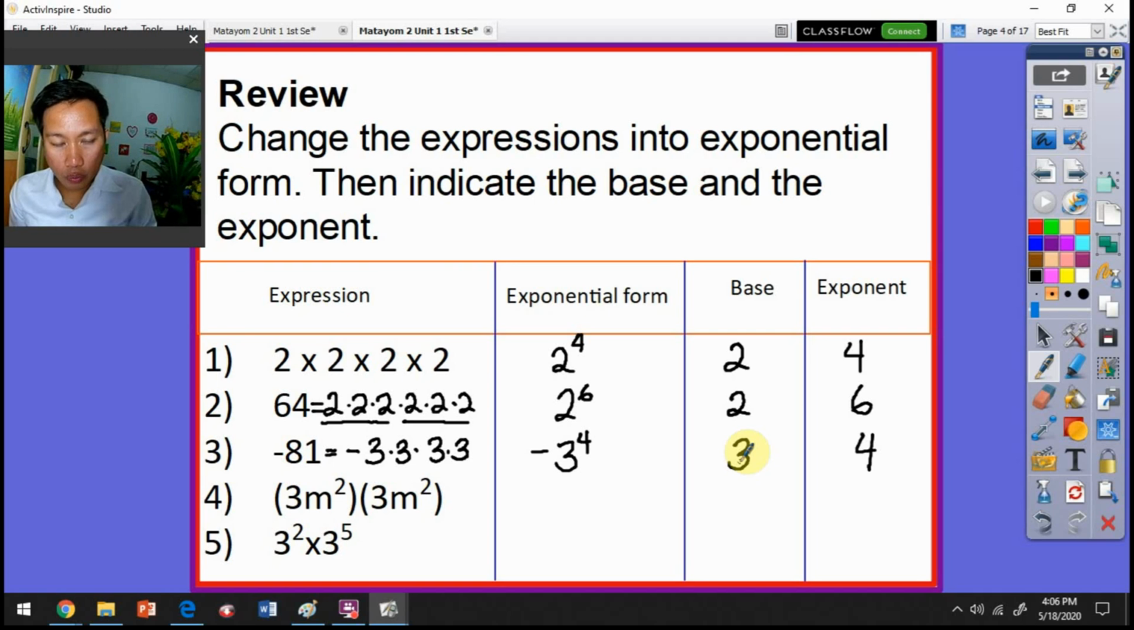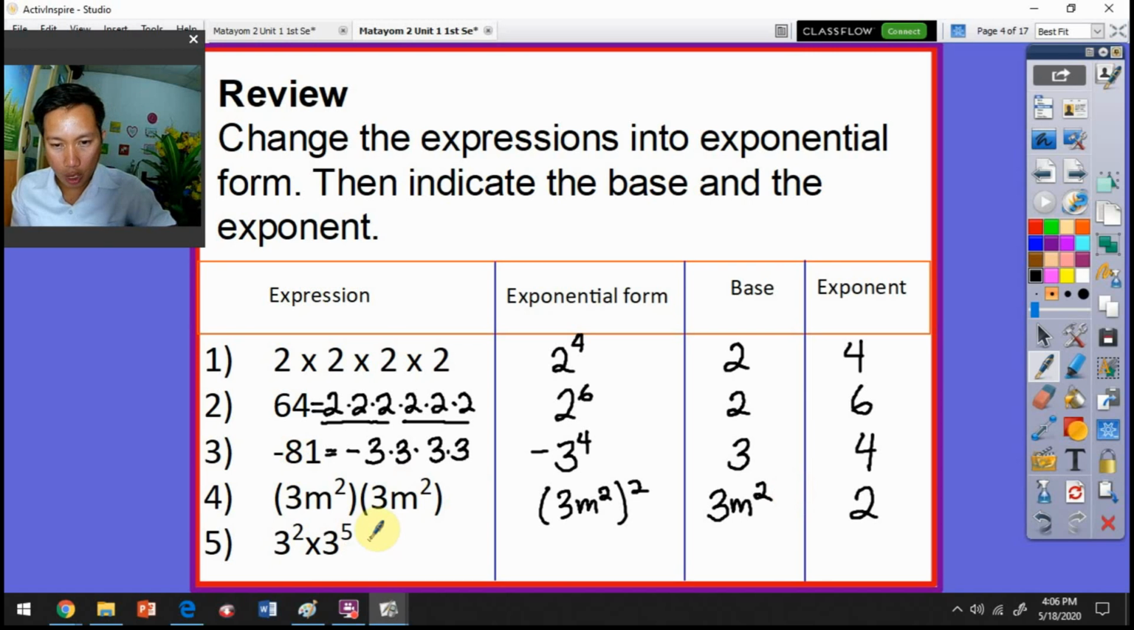Now let's move on to question number 4. We have 3m squared times 3m squared. They have the same base, so we have 3m squared, squared. The exponent is 2 because it repeats 2 times. The base is 3m squared.